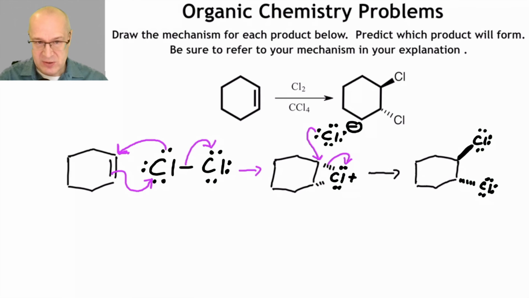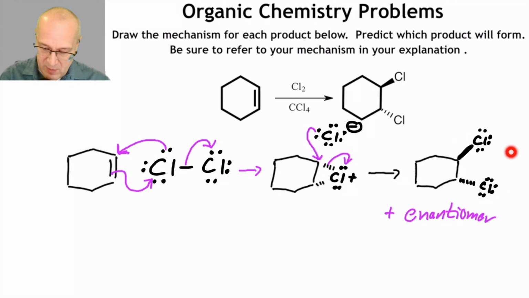Now, one question that I must address before I go, a lot of students ask, what's this? Carbon tetrachloride. Solvent. That's just the solvent. It doesn't get involved, doesn't do anything, so you can more or less ignore it. All right? Oh, and one other thing. You get the enantiomer plus the enantiomer. So you get this plus this enantiomer.